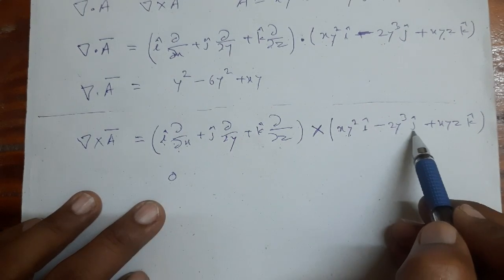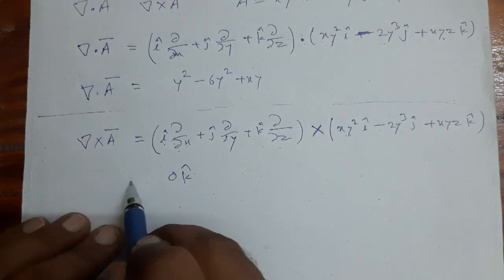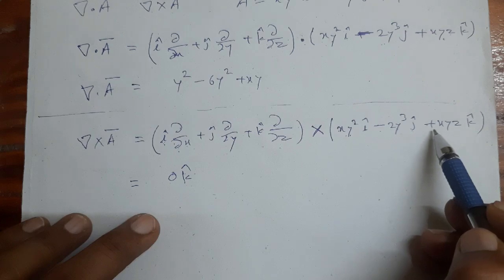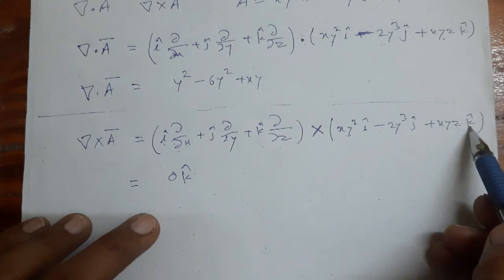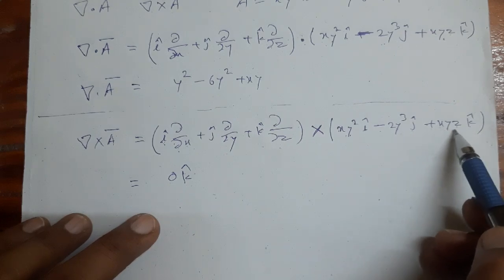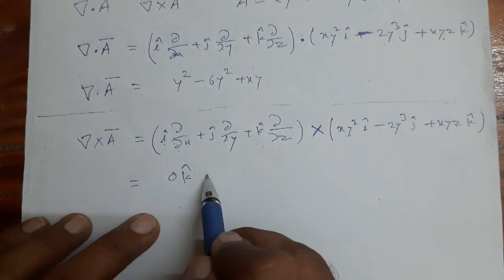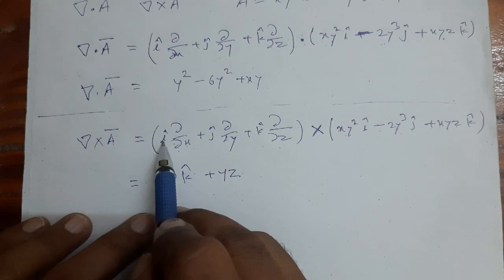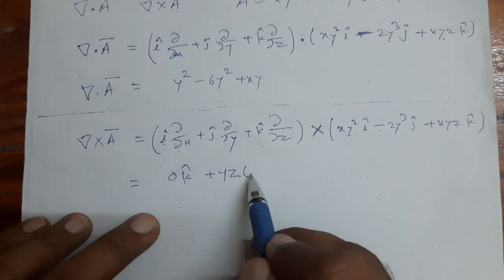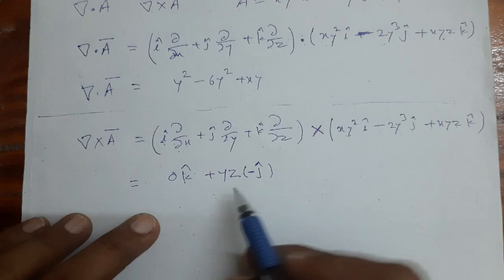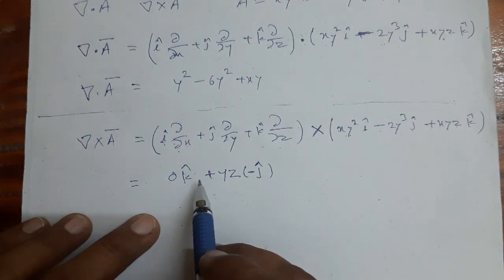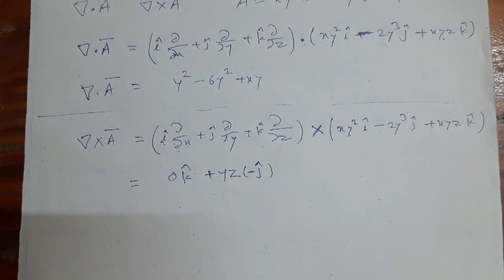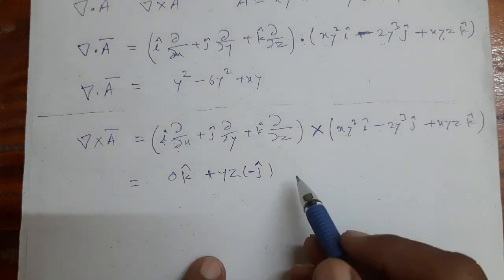i cap cross j cap, and that is equal to k cap. Then I will have to operate i cap ∂/∂x on plus x y z k cap. That means differentiate this with respect to x, and that is nothing but plus y z, and i cap cross k cap is in reverse direction. Therefore, actually it is minus j cap. Now initially I have written plus sign here, and therefore I could not absorb this minus sign at this stage itself. I will have to write one more step for that.